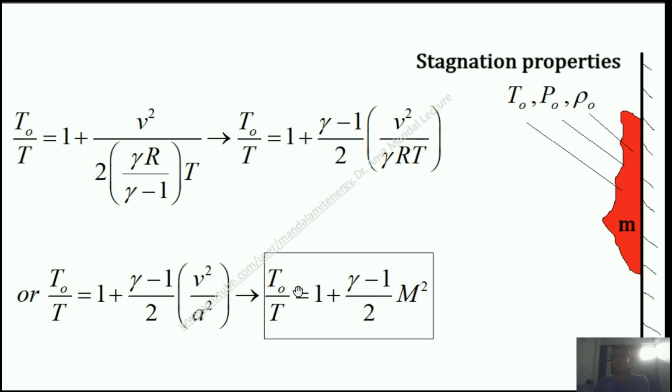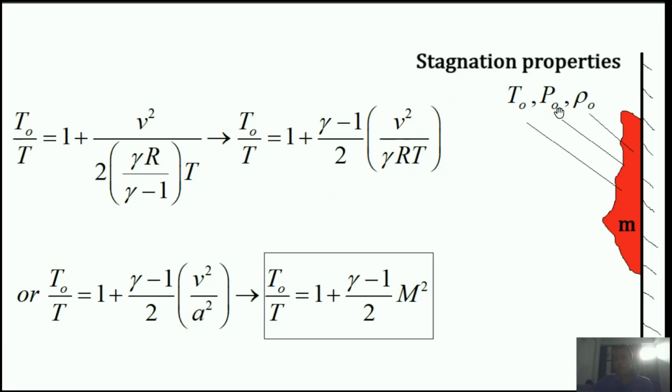So what we see is that the stagnation temperature, when the moving gas is completely stopped, mainly depends on the Mach number. Because gamma is a constant, if we have the information of the Mach number and the initial static temperature, we can find out the stagnation temperature.